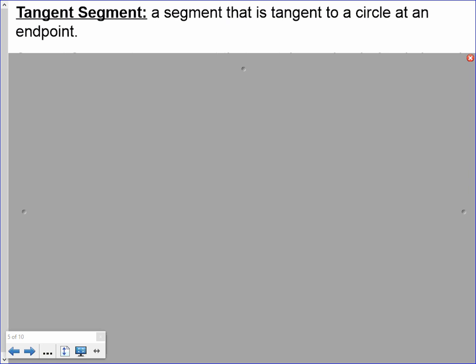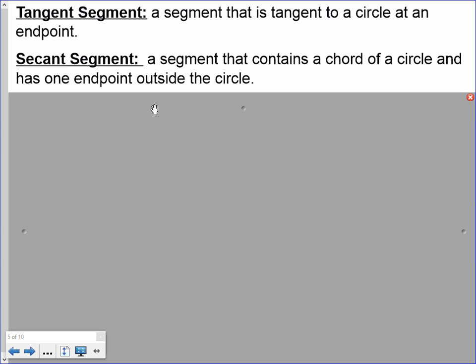And then a secant segment. Secants normally go all the way through your circle, and they're normally lines that go on forever and ever and ever. So a secant segment is going to be just a piece of your secant, and specifically it's going to start on the outside of the circle, go through the circle, and then stop. And you'll see what I mean in just a second.